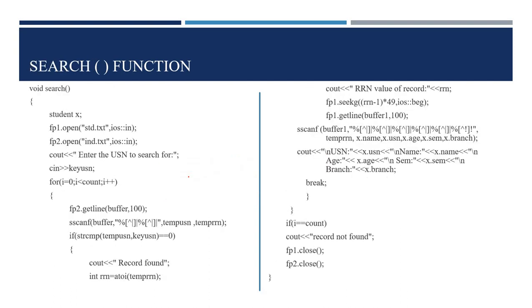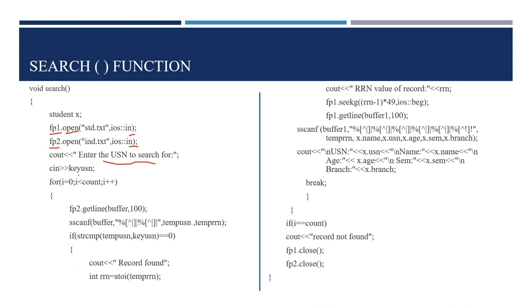Then if the user wants to search an element based on the key value, that is the USN, here the files are opened with the help of file pointers in input mode, because we are searching for the particular key value in those files. Once the files are open, then the user is asked to enter the USN which he wants to search.